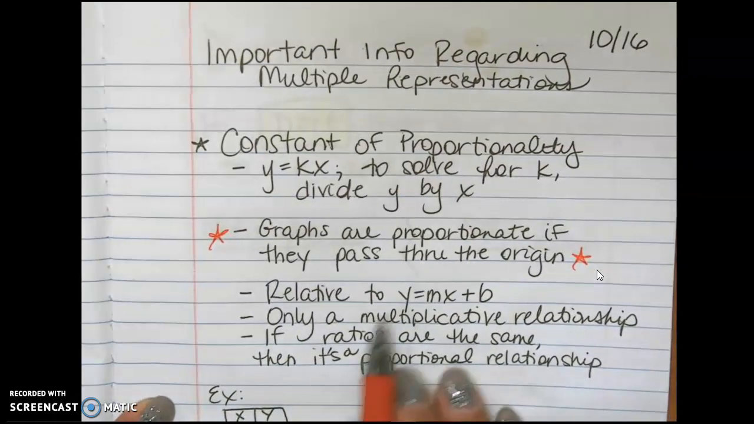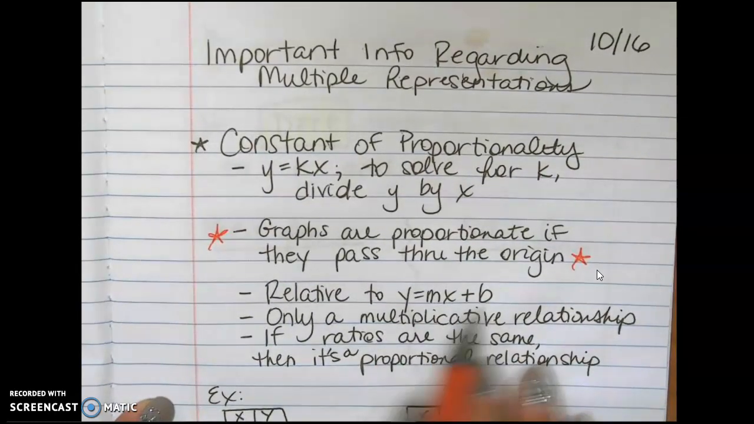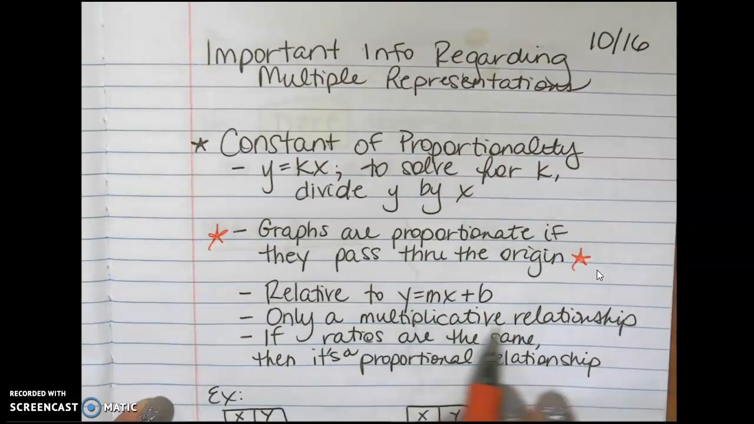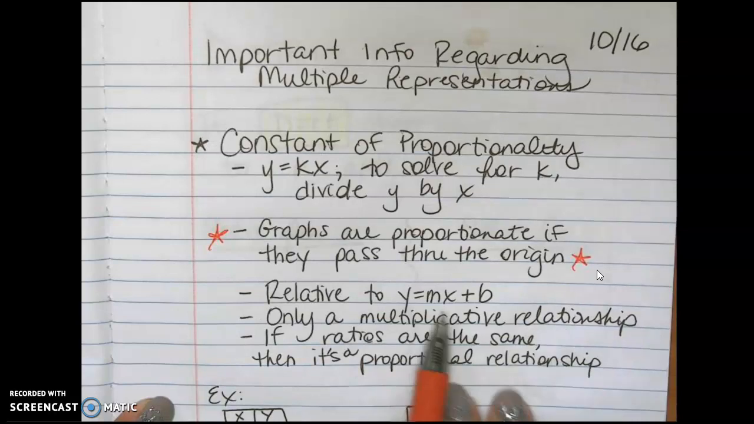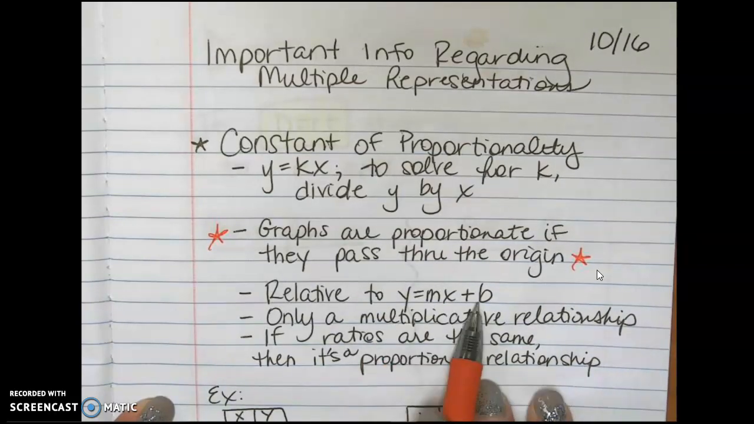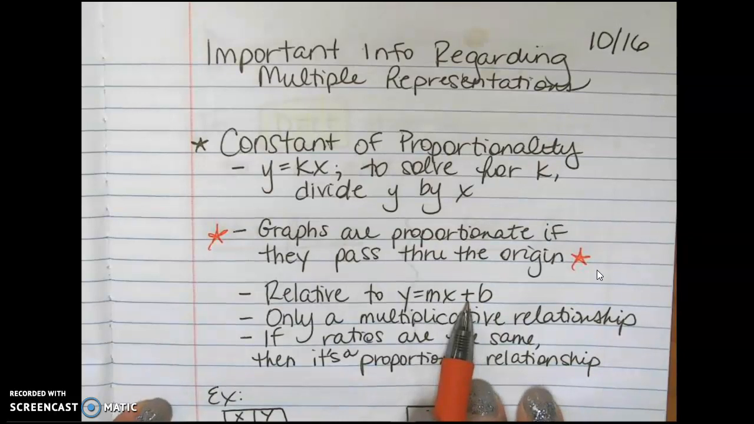It is relative to y equals mx plus b, but it is only a multiplicative relationship, meaning you're only multiplying by whatever coefficient is next to x. For y equals mx plus b, you're having an extra additive relationship there.